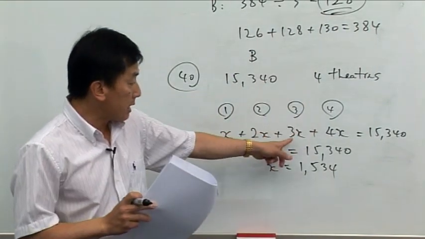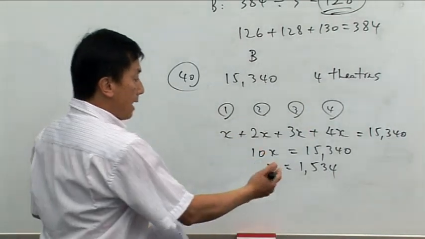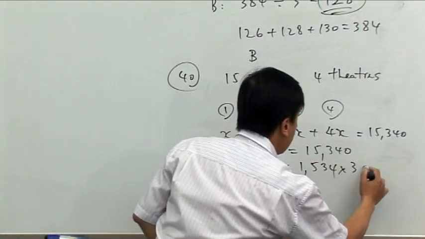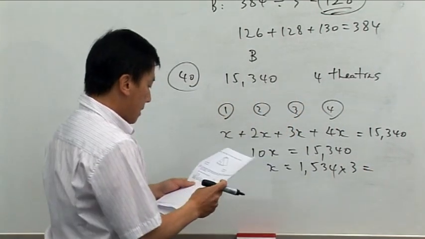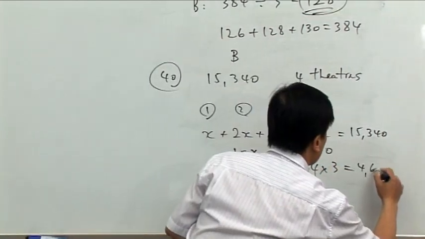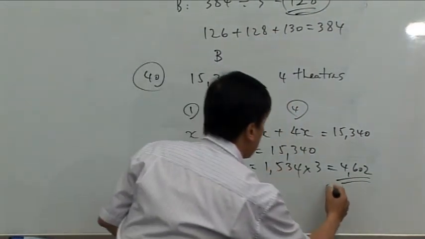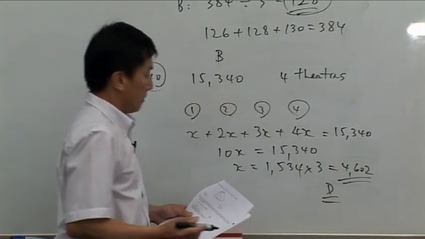Now Theatre number 3 is 3 times x. So our answer is going to be 1,534 times 3. And that would give us an answer of 4,602 seats, which is, in this case, the answer D.